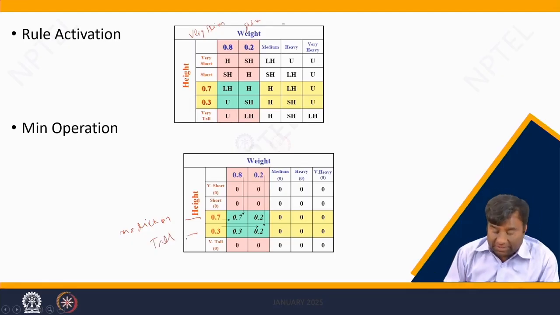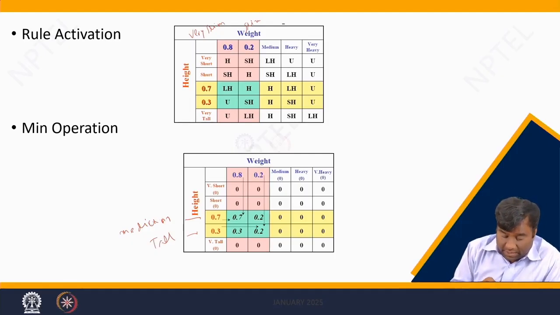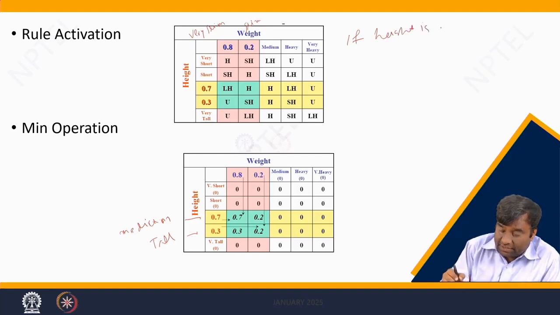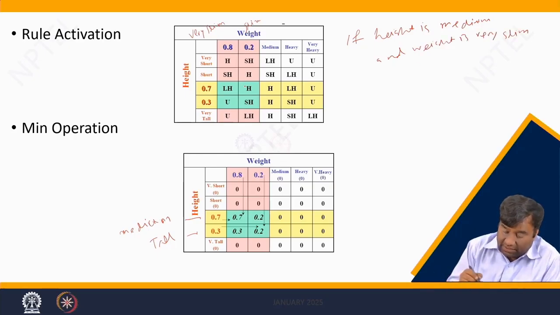So now the rule says that if height is medium and weight is very slim, then less healthy. So this becomes the less healthy.